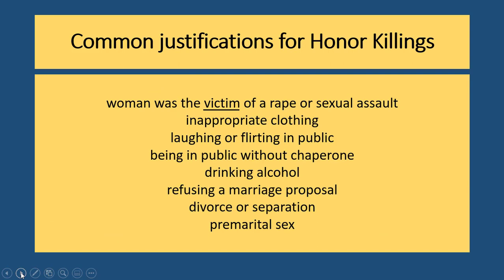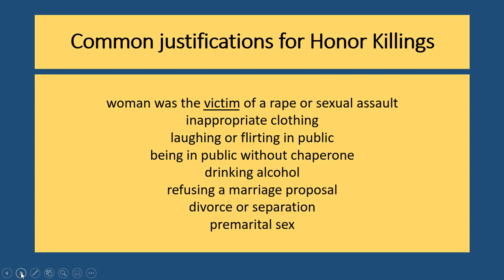There's several common justifications, and I probably should have put justifications in quotes here because obviously there's no real justification for an honor killing. But the family members of these victims who justify their actions use these reasons. That the woman who was murdered was the victim of a rape or a sexual assault. And notice I underlined victim. If a woman in these communities is raped or sexually assaulted, she's the victim of a sexual crime, because that happened to her body, she, the victim, has now brought shame upon that family and must be severely punished or murdered, even though she was the victim.